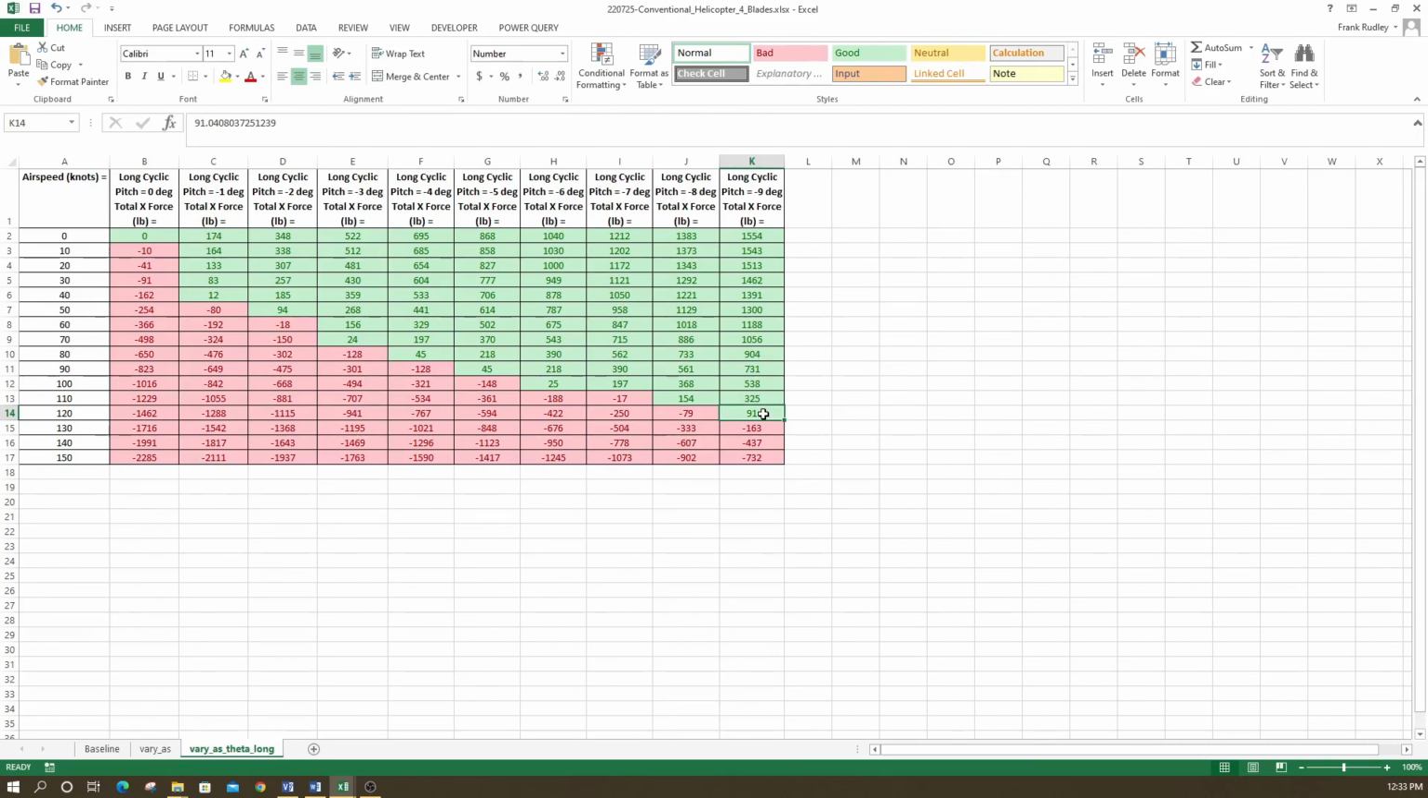Now this is at sea level, so you want to do this at all the other altitudes by changing the air density. Anyway, this is a sample of how to do this kind of work, and if you have to design a conventional helicopter, this is how you might go about it. I just wanted to go through this to show you an example.